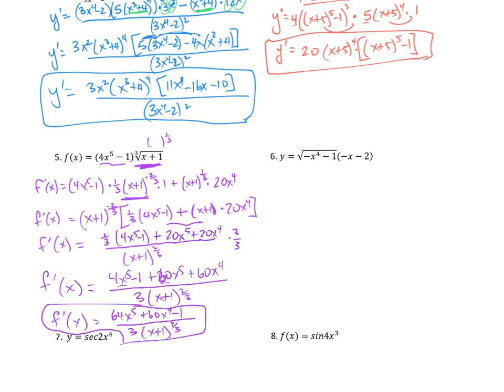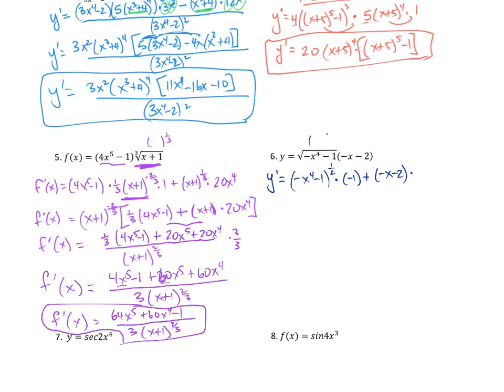Here we go. So this is similar in a sense in that we are going to do a product rule here again, and let's see what we end up with. So y prime is going to be negative x to the fourth minus 1, that's first, this is to the 1/2, times the derivative of the second, which would just be negative 1, plus the second, which is negative x minus 2, times the derivative of the first.